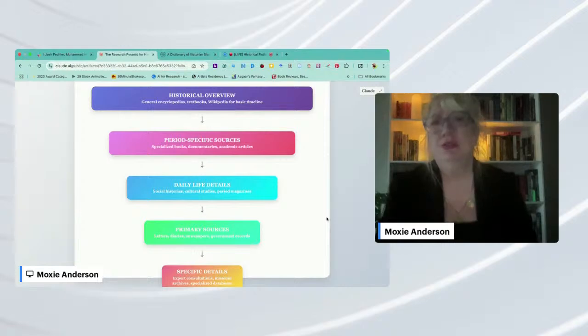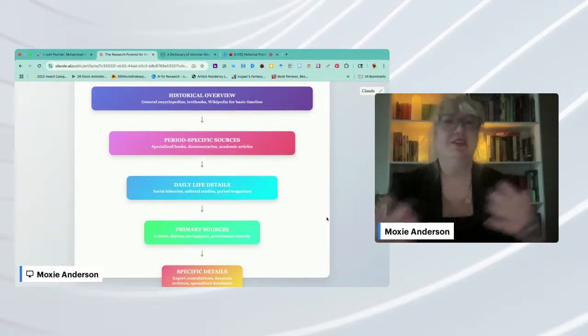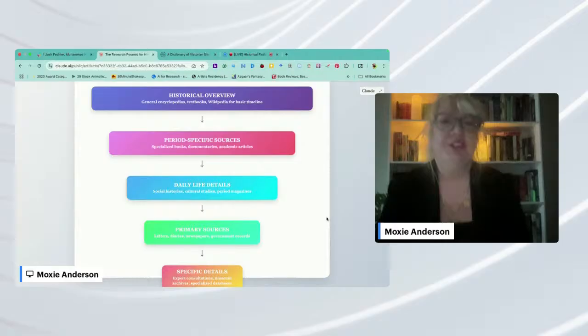But the first thing to do as you're gathering research is just a historical overview. Look at your general encyclopedias, your textbooks, Wikipedia for basic timelines. Timelines are very useful. You might even save a copy to your files that you can look at to make sure that you're not including things that were not happening in the time period you're writing about. So this is just a good place to start to get your overview.